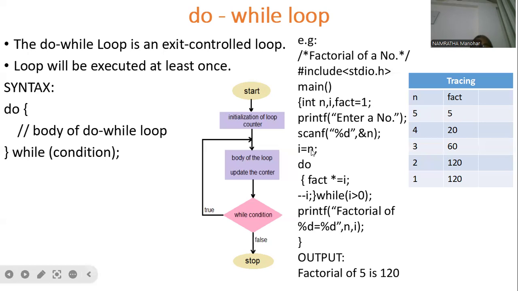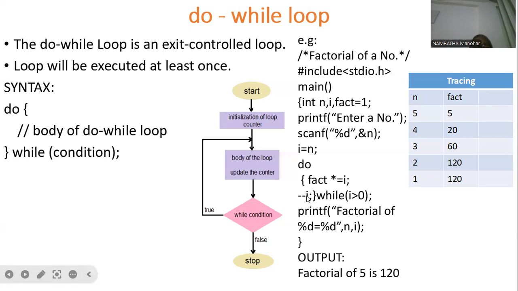Now, i is equal to n, and we're equating i to n. Now, the do while loop. So do fact into equal to i. That is, fact is equal to fact into i. What is fact? Fact is initially 1. So what is the i value? i value is 5. So i into 1 becomes 5. So the first factorial value we are going to have is 5.